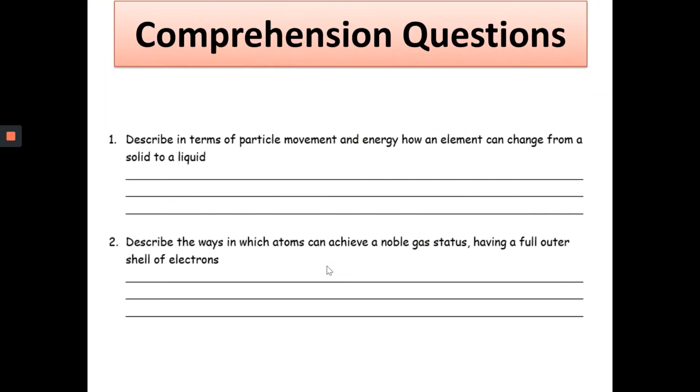Okay, we've got some comprehension questions to have a go at now. So the first one, describe in terms of particle movement and energy how an element can change from a solid to a liquid. And the second one, describe the ways in which an atom can achieve a noble gas status, having a full outer shell of electrons. You might want to pause the video here.